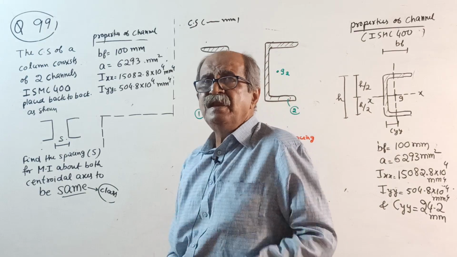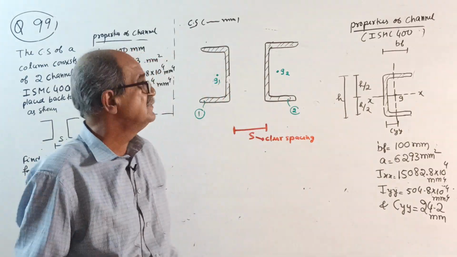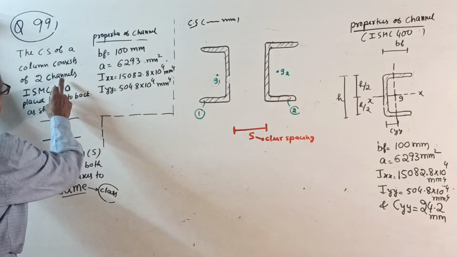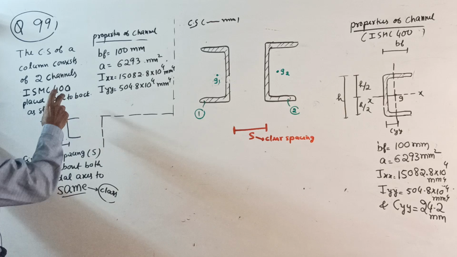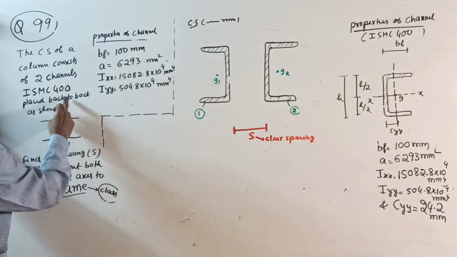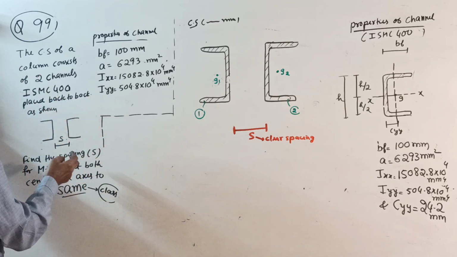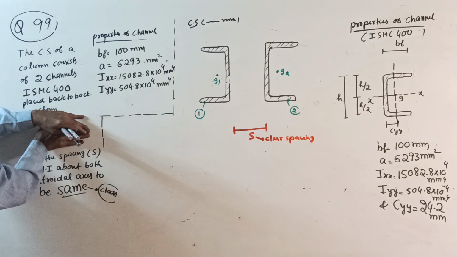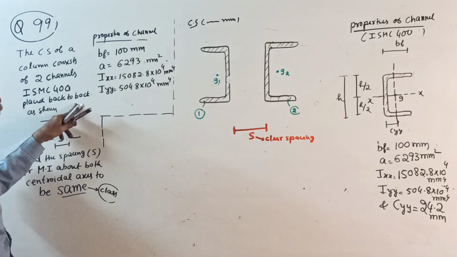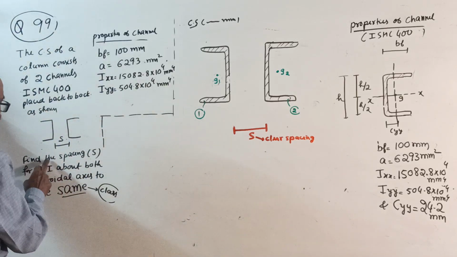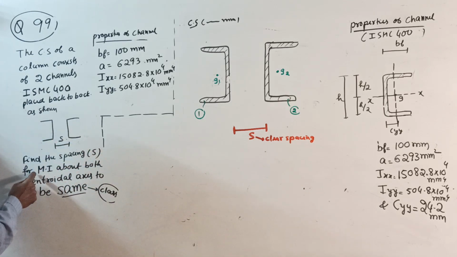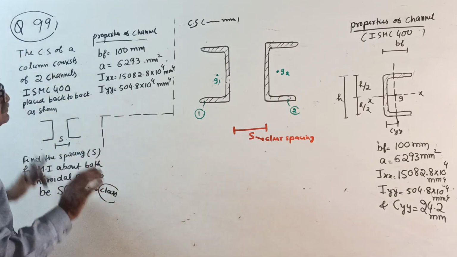Question 99. Same identical question. The cross section of a column consists of two channels ISMC 400, which we used earlier, placed back to back. Then find the spacing S. That means they want the clear spacing now, for the moment of inertia about both centroidal axes to be the same.